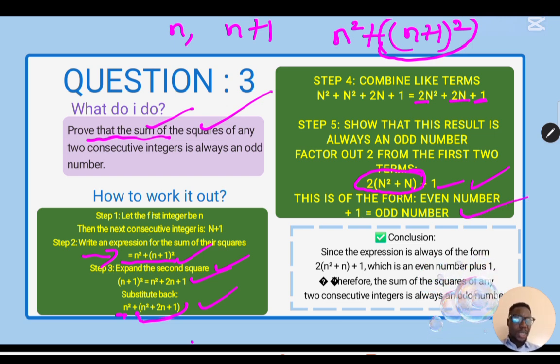Okay, so since the expression is always of the form 2 into bracket n squared plus n, plus 1, which is an even number plus 1, therefore, the sum of the squares of any 2 consecutive integers is always an odd number. I hope that explanation is very clear.